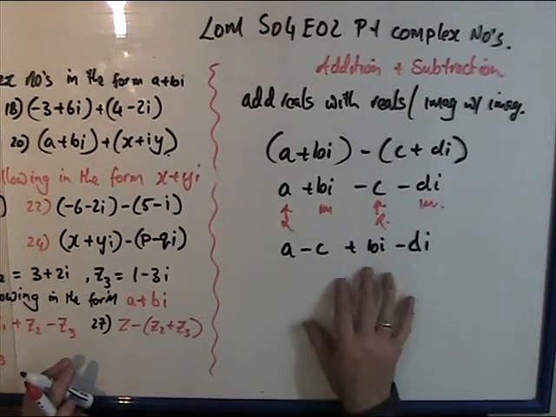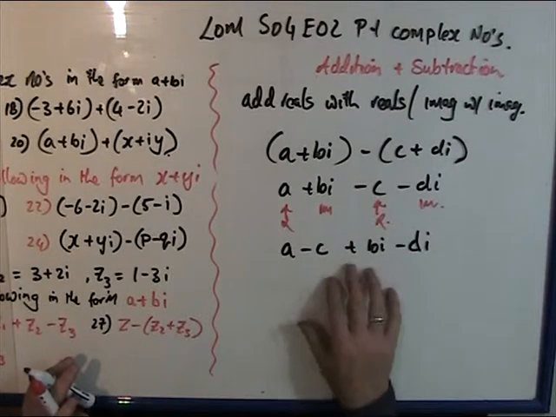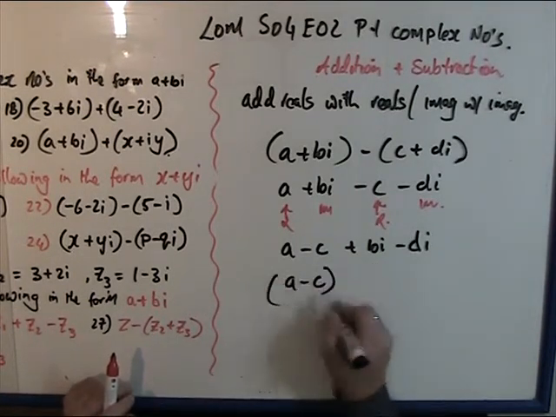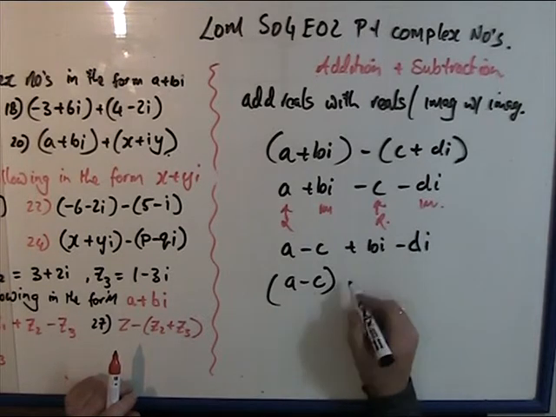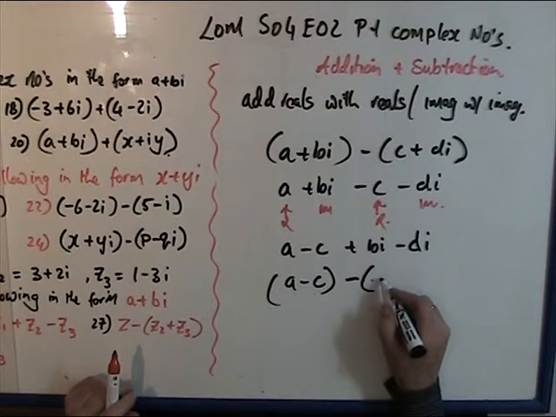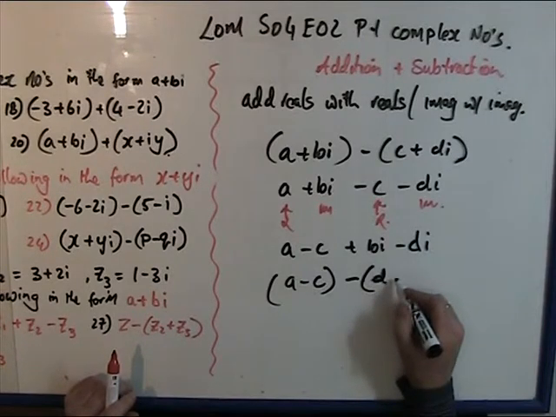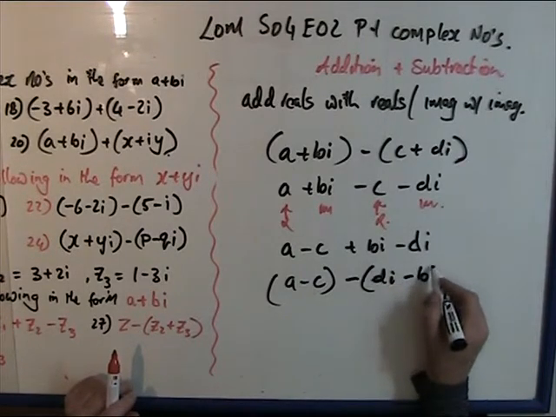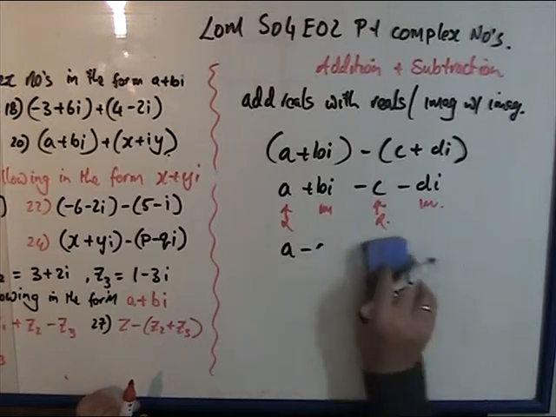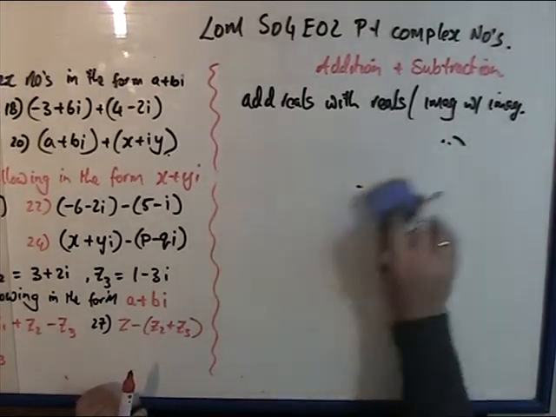Now you can factorize that. You can go a minus c, plus b minus d. If I take out a minus, I'll make that minus b, so I'll change it around to di minus bi, and you'll see that it'll change. You can take out i as well. We'll work that back and see if it comes out the right answer.